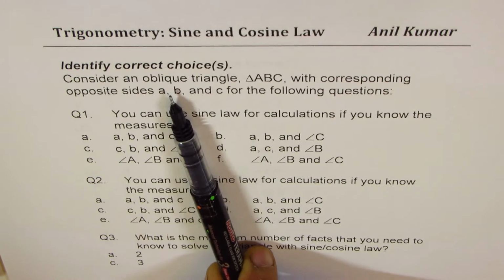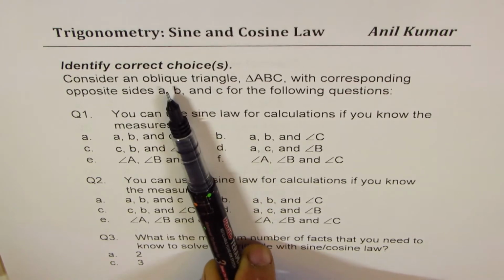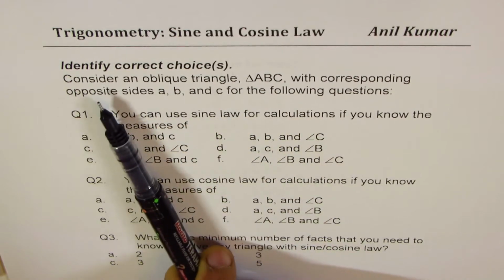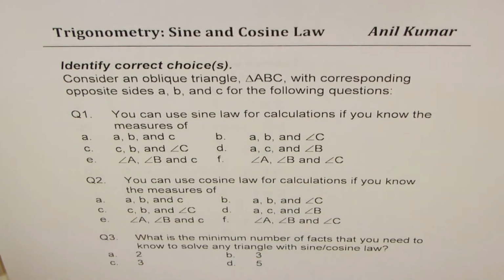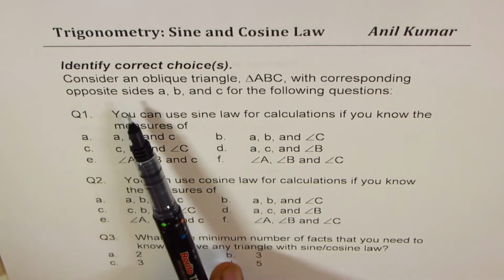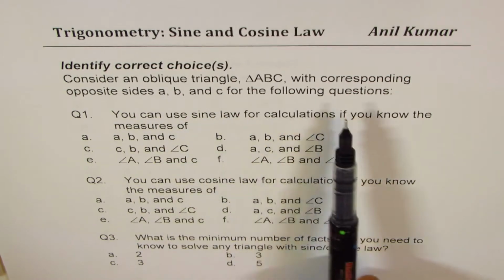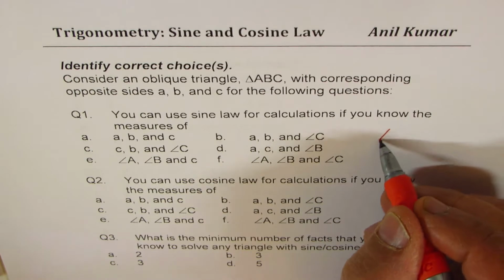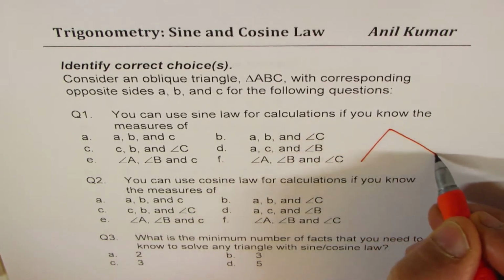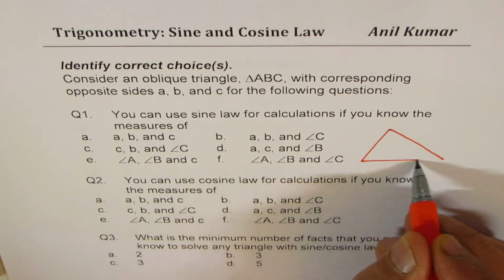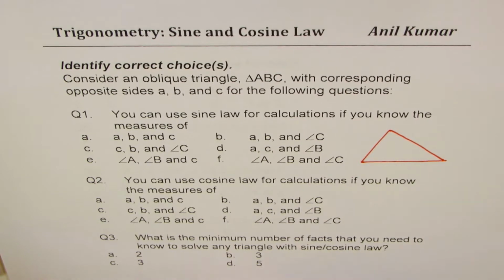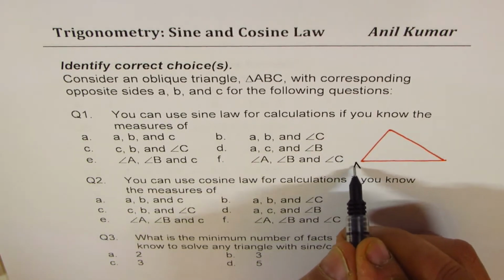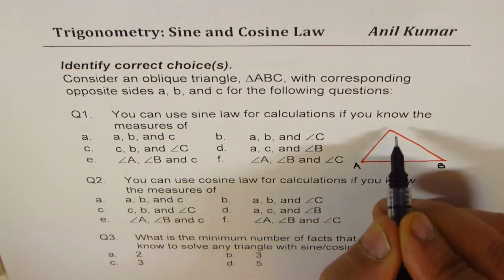Consider an oblique triangle. An oblique triangle is a triangle which is not a 90 degrees triangle. Consider an oblique triangle ABC with corresponding sides a, b and c for the following questions. So what we mean here is that we have to consider a triangle which is not a 90 degrees triangle, that is, an oblique triangle. So let me make one here, A, B and C.